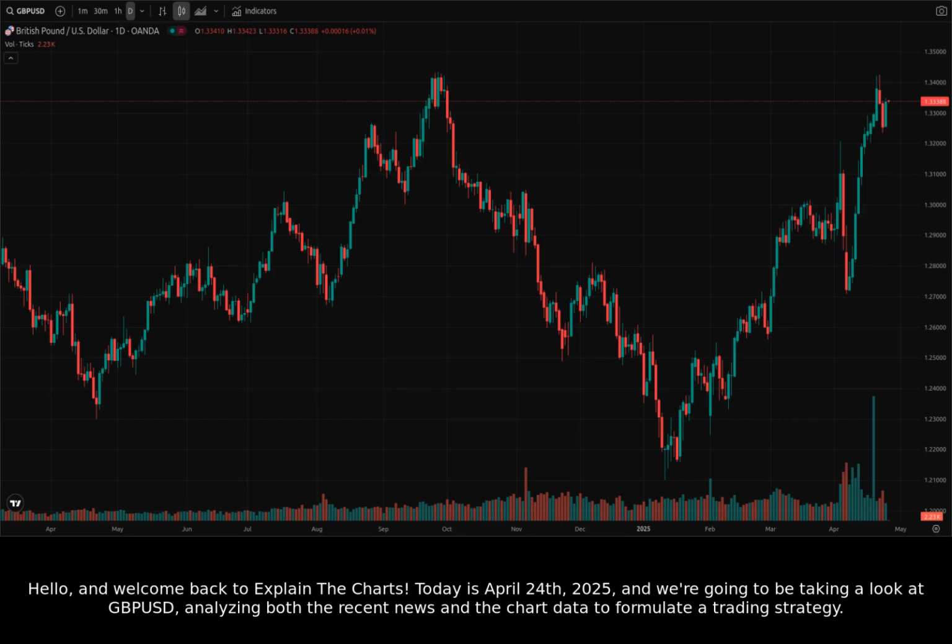Today is April 24th, 2025, and we're going to be taking a look at GBPUSD, analyzing both the recent news and the chart data to formulate a trading strategy.